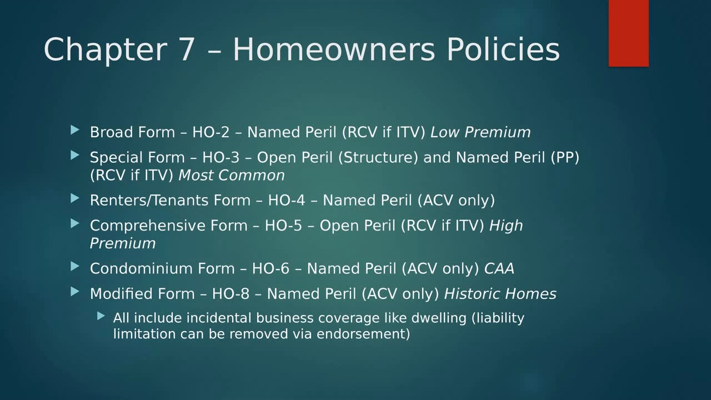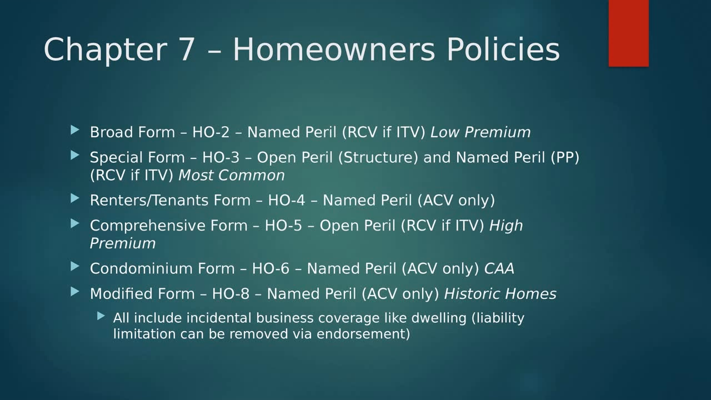So all personal property under homeowners forms generally is going to be under actual cash value only. The exception to that would be if we're talking about a comprehensive form, the HO5 form. This is an open perils form, and it will be on a replacement cost value, up to the coinsurance value. But I will tell you that this is an extremely high premium. Not very many people buy this because of the high premium, but this is by far the best coverage that you can get on a homeowner's coverage.